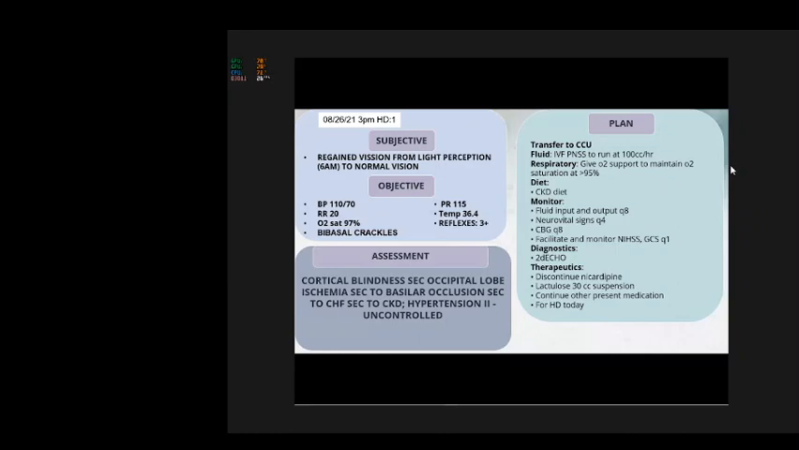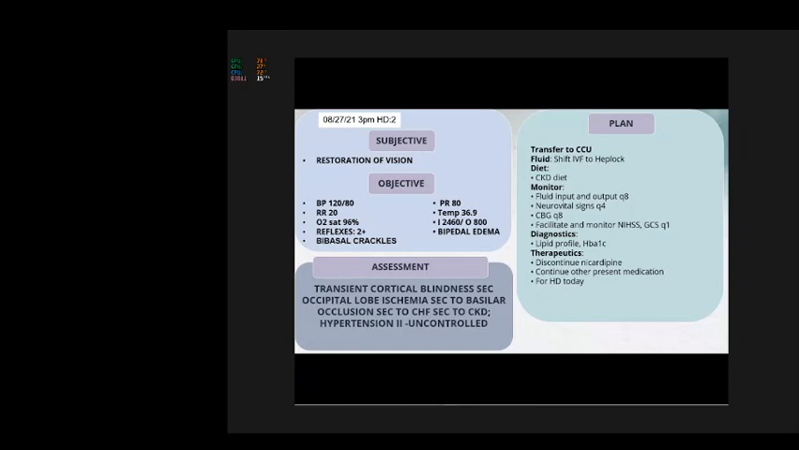Fluid was still IBF PNS to run at 100 cc. However, in retrospect, I should have started her on mannitol. Respiratory, give O2 support to maintain O2 saturation at greater than 95%. Diet, still on CKD diet, and continue monitoring. Diagnostic, do the echo to look for cardiovascular structure abnormalities. Therapeutics, nicardipine was discontinued because of the impending hypotension and tachycardia. Lactulose was also ordered because the patient was constipated, and continue other present medication.